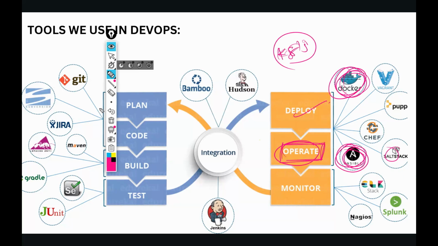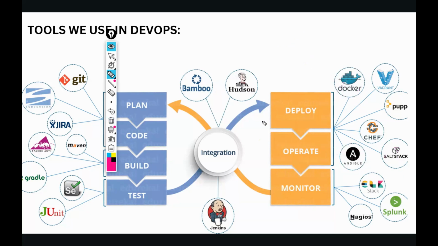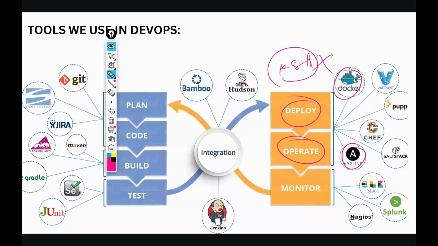Okay? So it is clear for all of you. For the deployment purpose, we are going to learn Docker as well as Ansible. For the operating purpose, we are going to learn Kubernetes. Without this tool, there is no DevOps, and there is no application either.